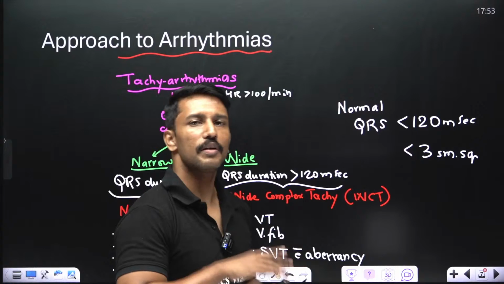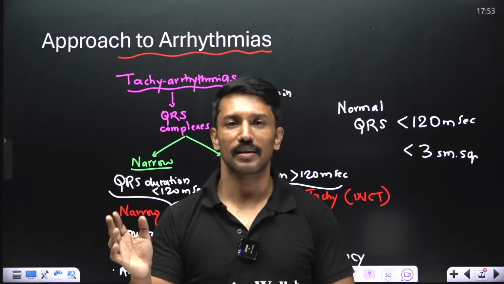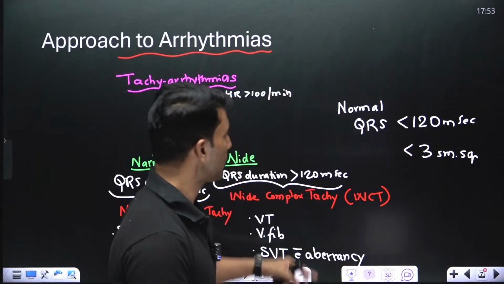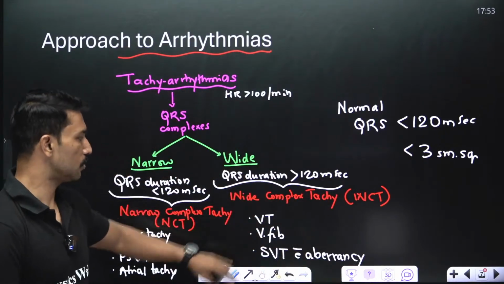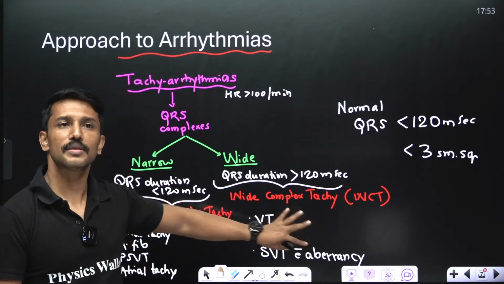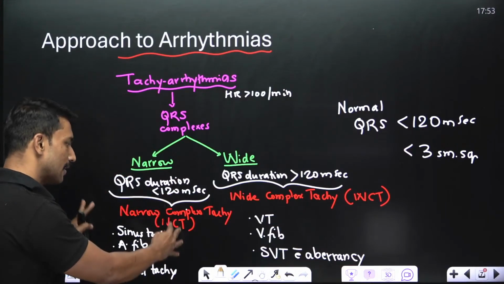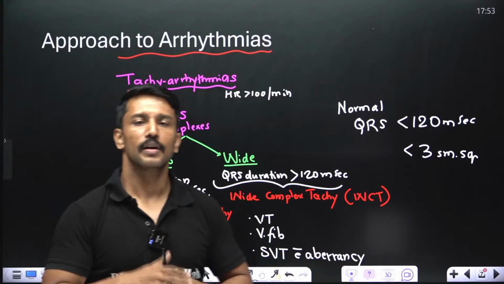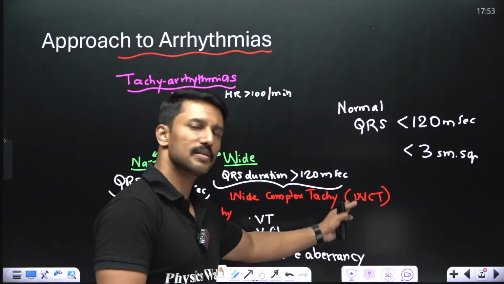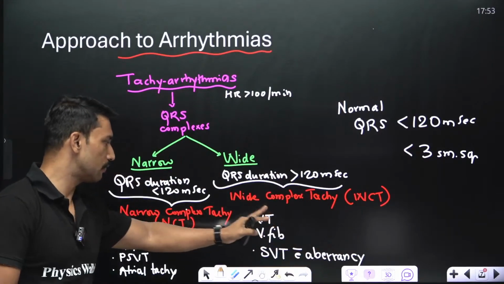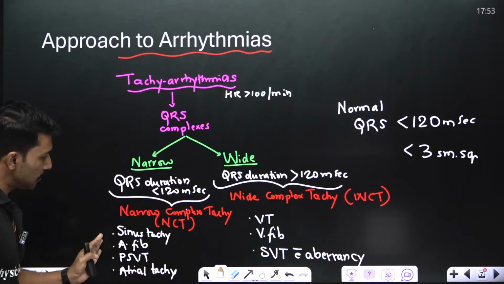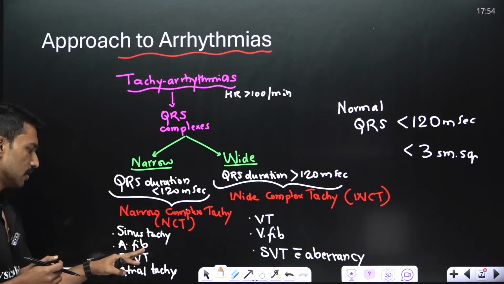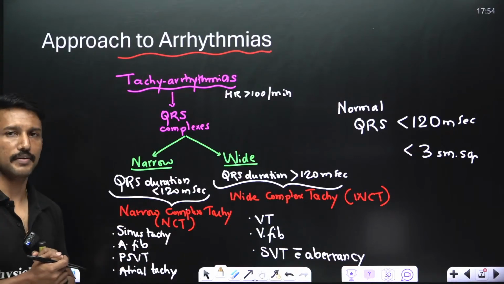So far what we know is, if I have a tachyarrhythmia, heart rate more than 100, deviation from the normal sinus rhythm, the first thing I should see is what is happening to the QRS duration. If the QRS appears to be wide, I would think of ventricular arrhythmias. If it appears to be narrow, I will think of supraventricular arrhythmias. Okay, so that is point number 1. Point number 2, this we will discuss later. It's not very difficult to differentiate between VT and VFib. How do I differentiate between these narrow complex tachyarrhythmias: sinus tachycardia, atrial fibrillation, PSVT, and atrial tachycardia?